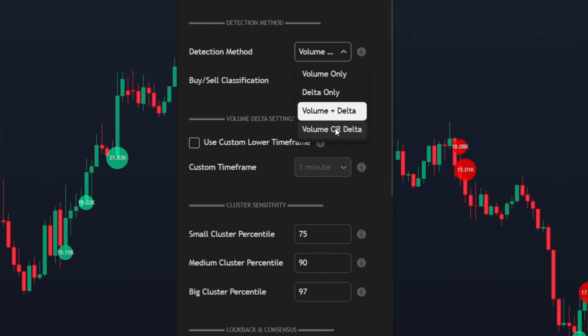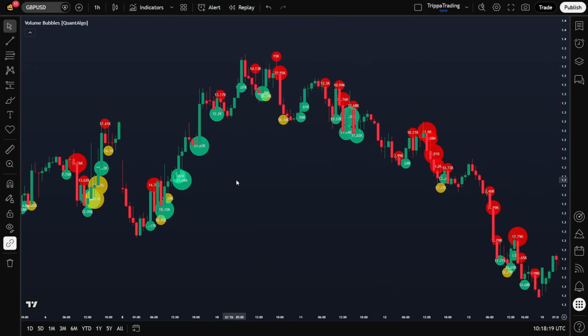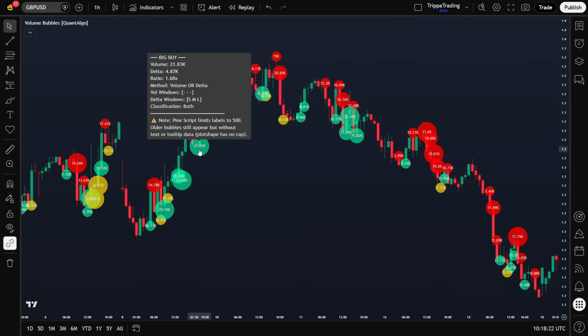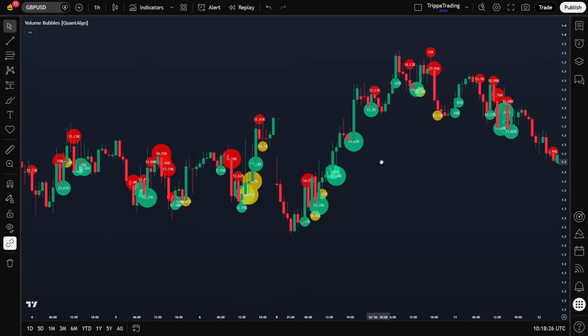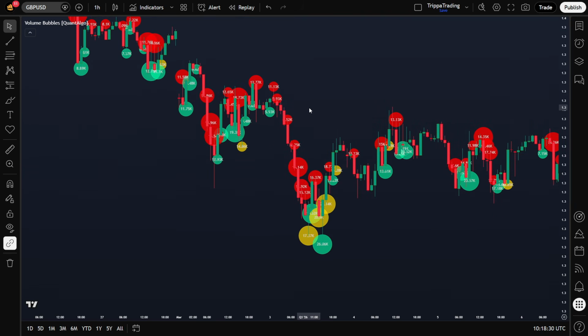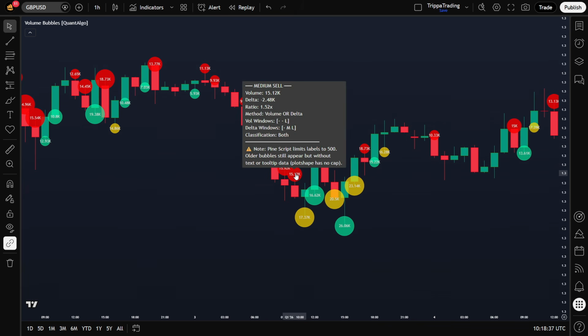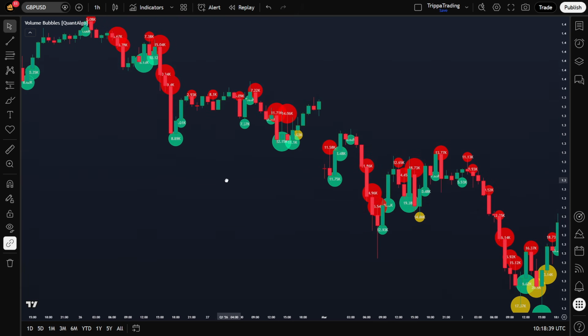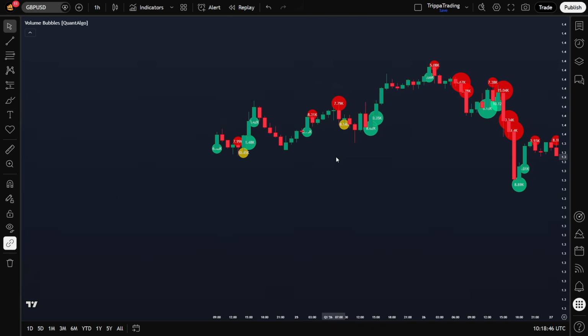The fourth method is volume or delta. This is the most flexible and the least strict. Here, the indicator will print a bubble if either strong total volume or strong directional volume is present. So this method gives you more signals on the chart. That makes it useful when you prefer to see everything first and then filter those signals yourself using market context, structure, and your own strategy. If you do not want the indicator to be too restrictive, this method gives you more information to work with.